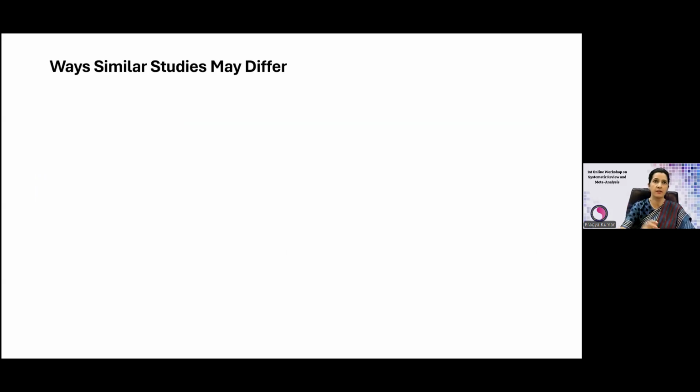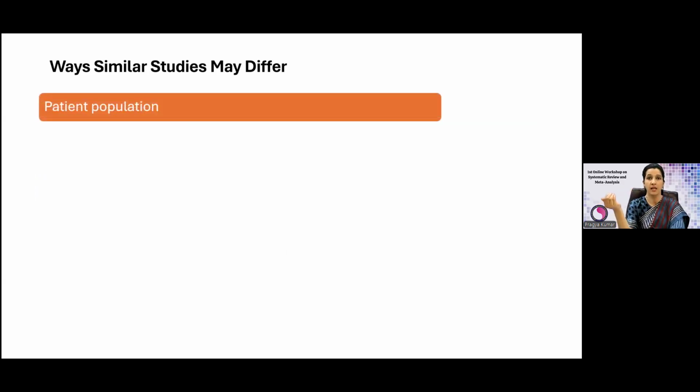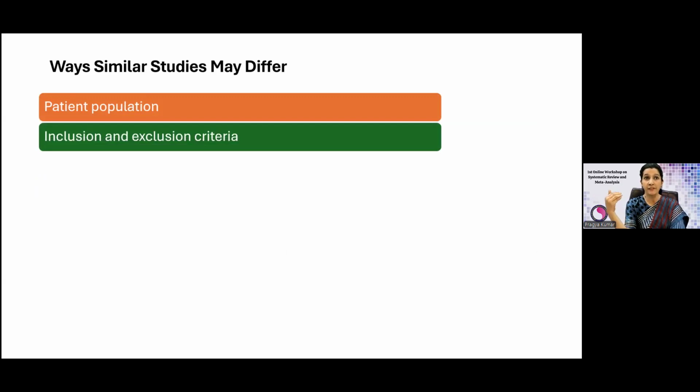Now, grossly, if you see any study, the studies might look very similar, but they might differ in many ways. For example, there is wide heterogeneity in the patient population. They might differ in inclusion and exclusion criteria. Like in the systematic review we will be doing, probiotics and diarrhea, in one case you can find that the inclusion criteria is only RCTs. In population, you can only take children, or children and adolescents both. For exclusion criteria, you can decide whether you are going to take immunocompromised people or not, because there can be children suffering from chronic diseases, or extreme malnutrition.